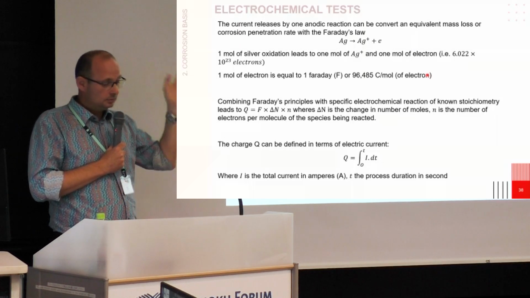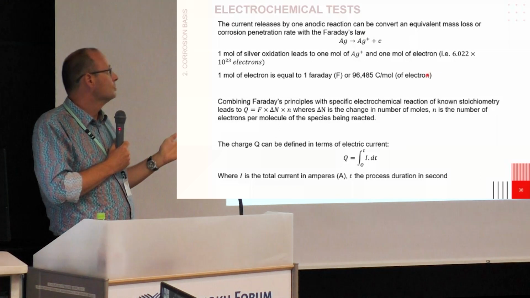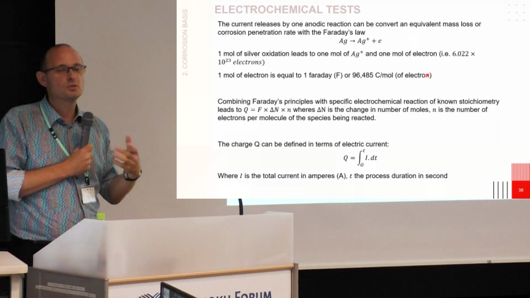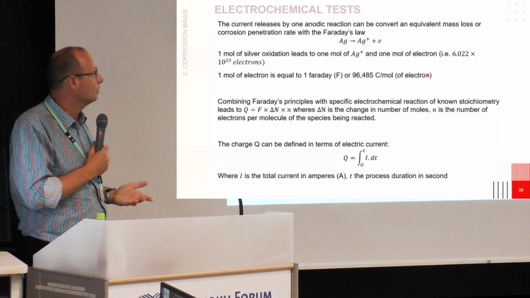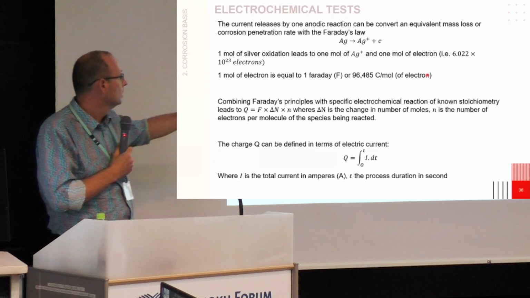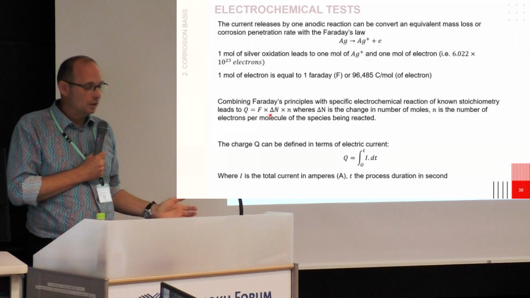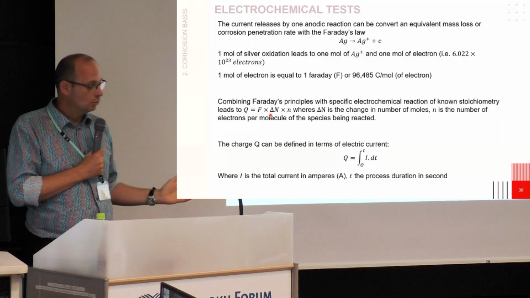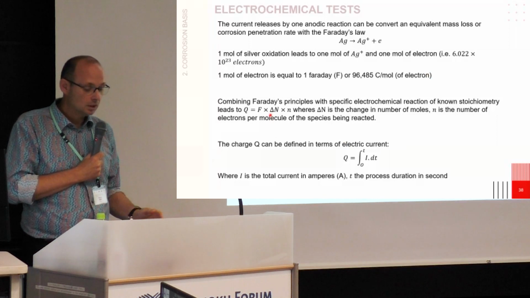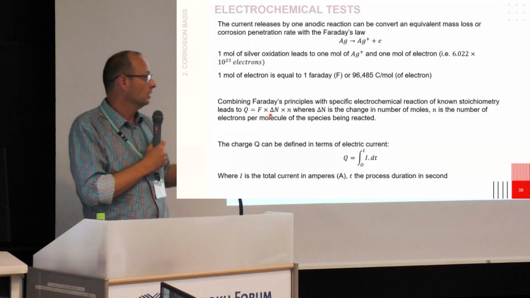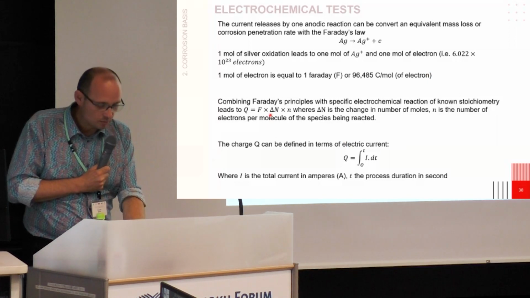So how can I monitor the corrosion rate? First, assuming that all electrons are playing a role in the corrosion, I will monitor the number of electrons. For that, I will use the Faraday law. I will calculate the quantity of electrons per time, and I will be able to convert it into dissolution rate. So I'm going quite fast on this one.